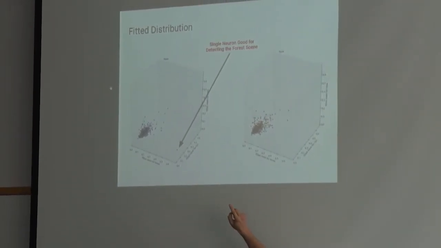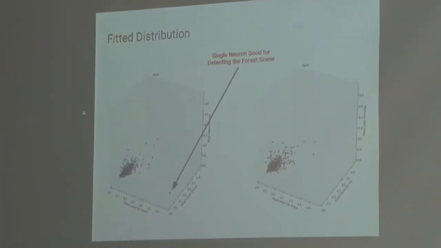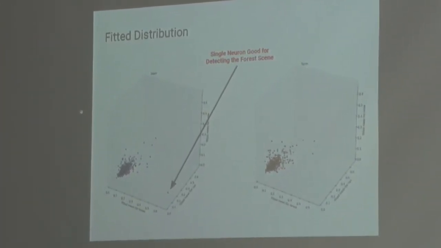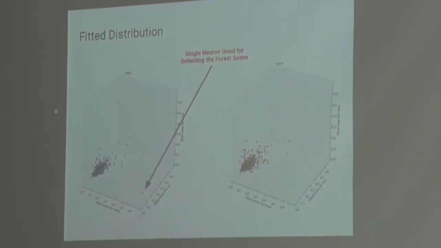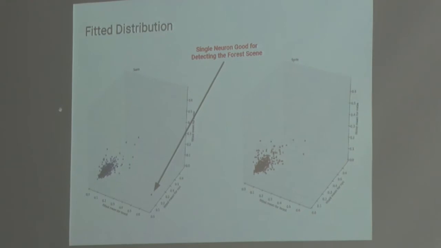A side result is that we plotted the fitted distribution for the neurons for the means. And this shows that there exist neurons like this outlier that are perfect for particular stimuli. Like this is perfect for classifying whether it's a forest stimulus or not. So we have to stop here.